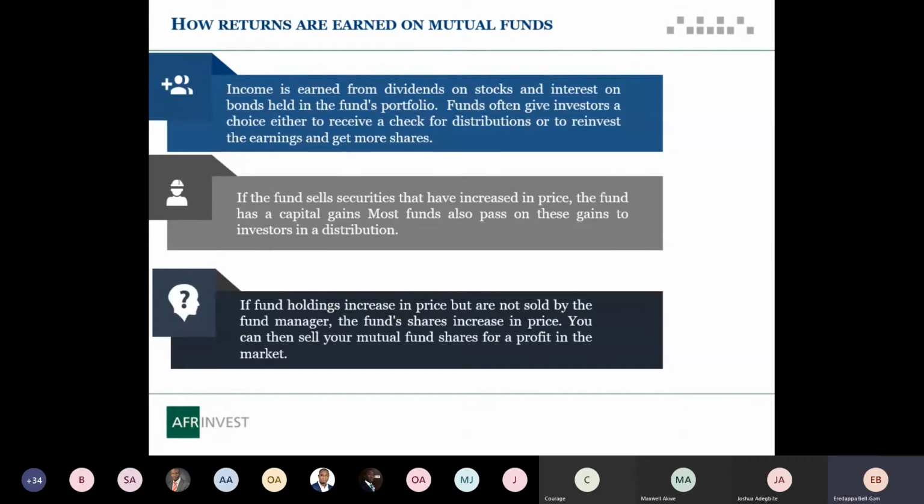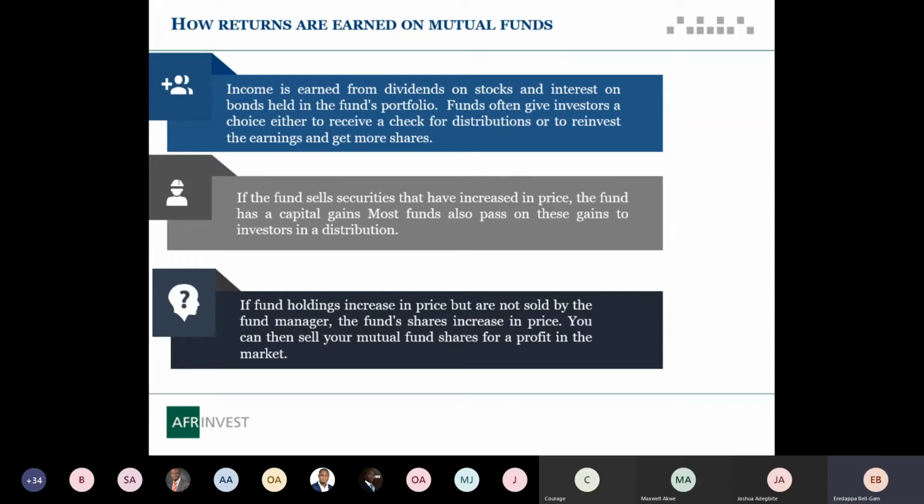So income is earned from dividends on stocks and interest on bonds held in the fund's portfolio. Meaning that when you hold the portfolio of a mutual fund, you earn dividends on it. For example, if it's a stock portfolio, you know that periodically you're going to earn dividends on those portfolios. So the interest or dividend that is gained is distributed across all the investors who are invested in the mutual fund.